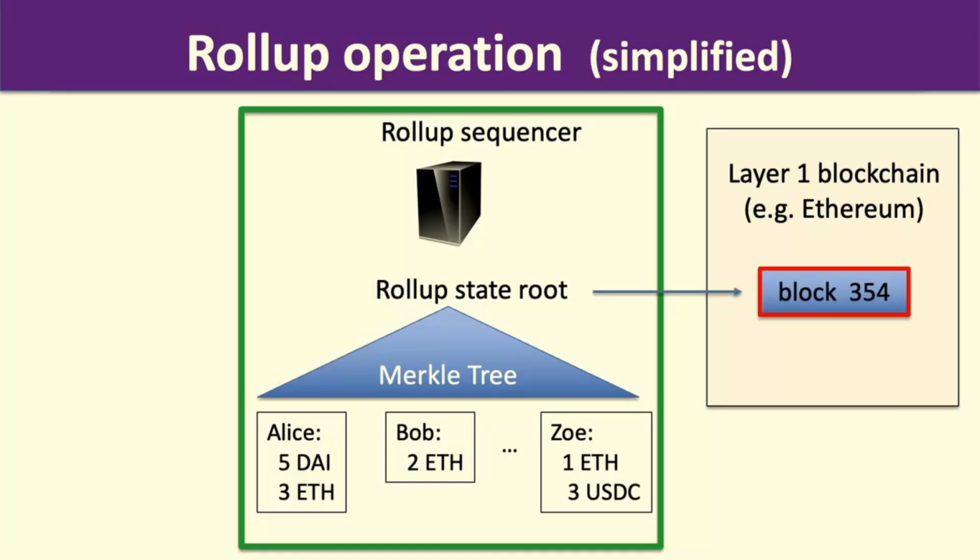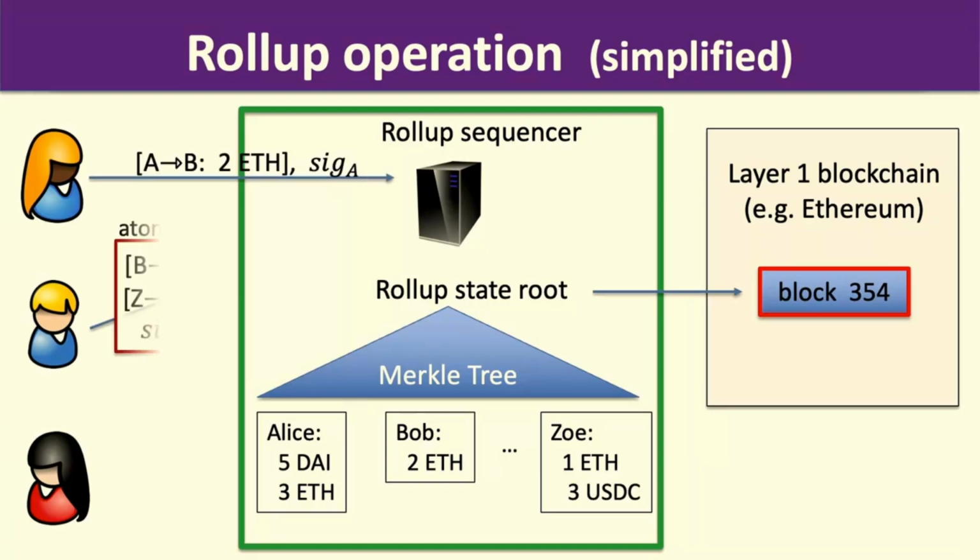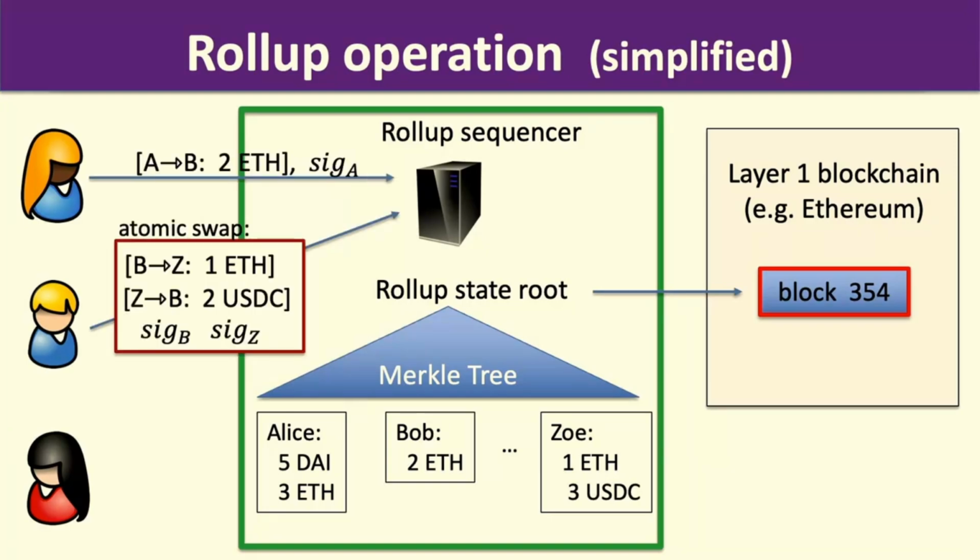Again, I have this simplified operation. Let's say I have a bunch of transactions here. Initially, these rollups, especially these ZK rollups, could only process very simple transactions like transfers of money. We'll talk about smart contracts and more interesting transactions later. But let's say Alice wants to send 2 ETH to Bob, and there's a signature that authenticates that Alice actually meant to send these funds, and there are some other transactions here.